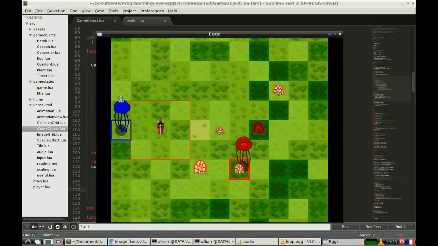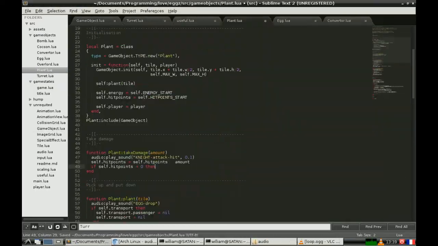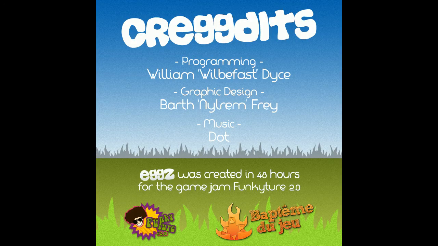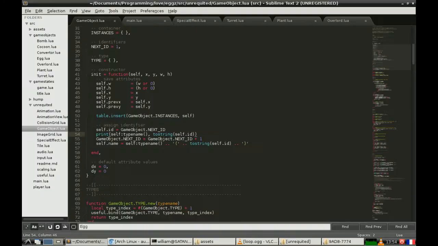The artwork was done by a friend of mine who was at the jam as well, called Bart Frey, or Nirlem, and the music track, which you can hear in the background, was done by the DJ Dot from Squares Records. I took care of the code, which was written in Lua, Love2D.